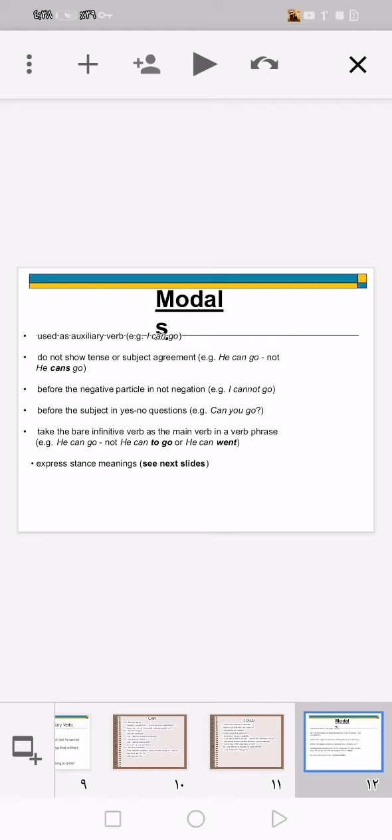Take the perfective verb as the main verb in the verb phrase. For example, he can go. Of course, I can't say "he can't go" here. This is incorrect. Also I can't say "he can went." This is incorrect. So what comes after "can"? A bare infinitive verb. Modals express stance meaning. See next slide.